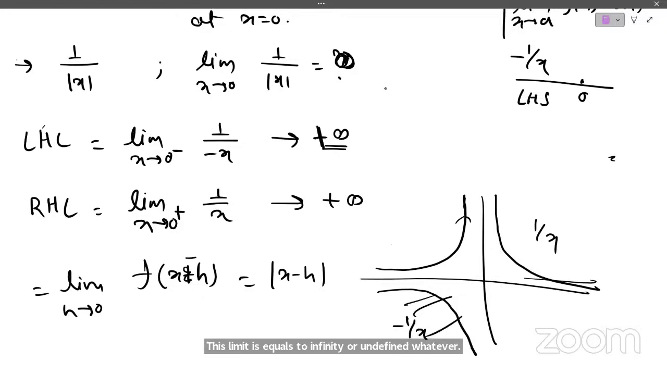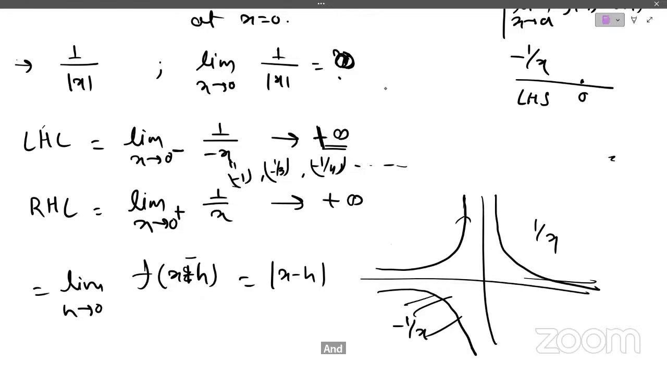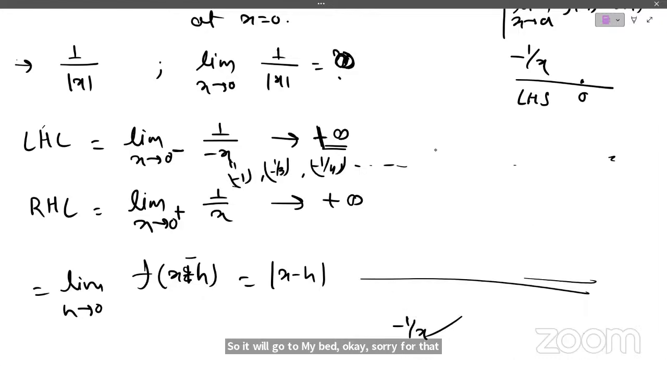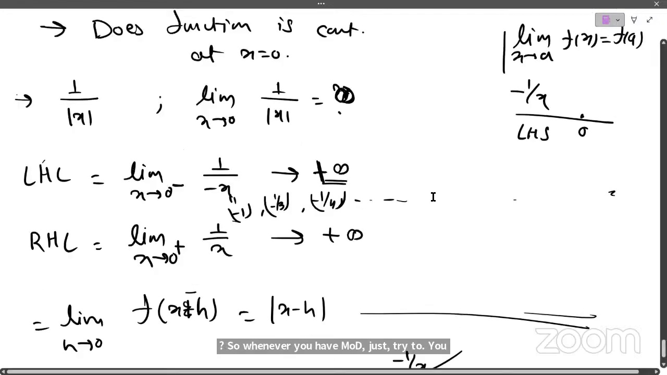Because we are approaching from 0 minus, we'll take the negative of x. So it means we take minus 1, or minus 1 by 3, then minus 1 by 4. So x is negative, then minus becomes plus, so it will go to plus infinity. Correct, my bad, sorry for that. So whenever you have mod, just try to interpret it correctly, because mod will give some problems.